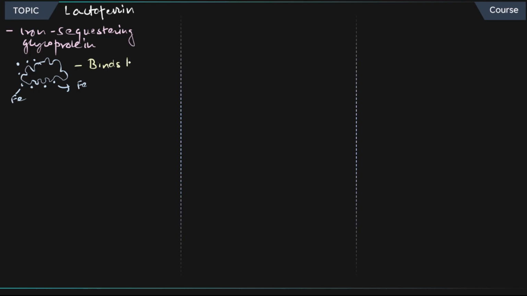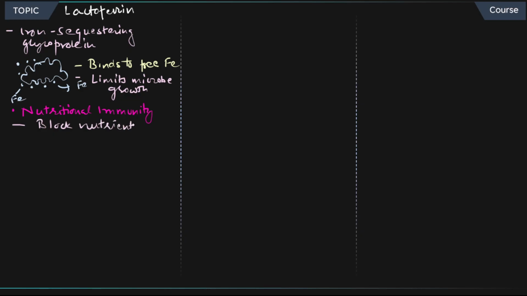So it binds to free iron, and it limits microbial growth, because iron is really important for the growth of microbes. So it's going to stop the growth of the bacteria. Now, this is called nutritional immunity. Wonderful term, where nutrition is the central aspect to block the growth of bacteria. So it basically blocks the nutrient, and specifically it's iron sequestering, capturing the iron from the environment.